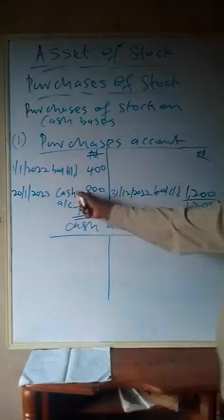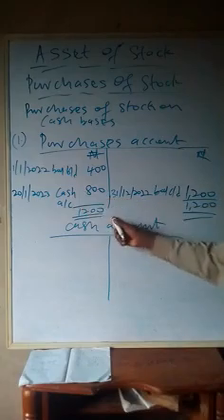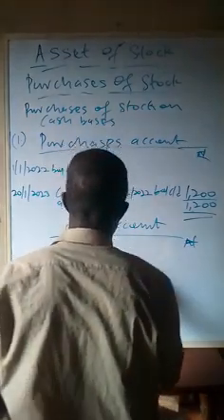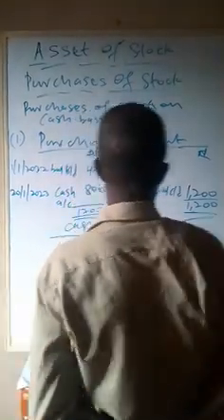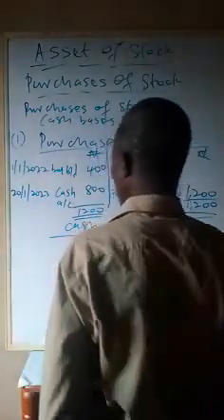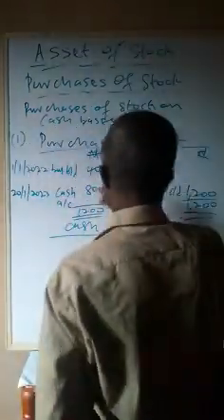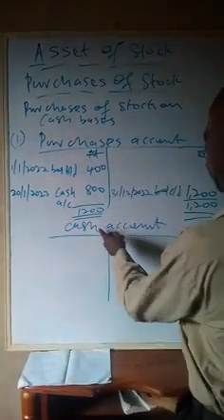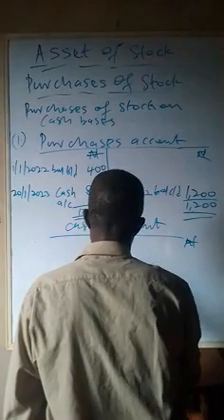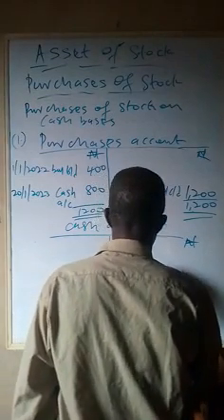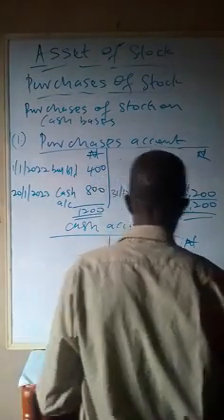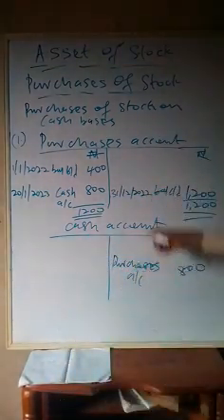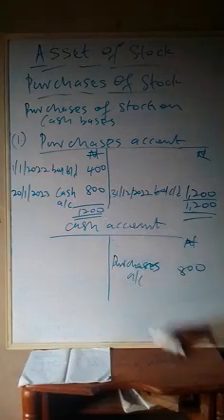Then what is the corresponding entry of this? This is the cash account. Then you come here. That is on the 4th, but let's just leave the date now. Let's focus on the corresponding entry. The corresponding entry for this is purchases. Purchases account. Then you have 800 there, for the corresponding entry.